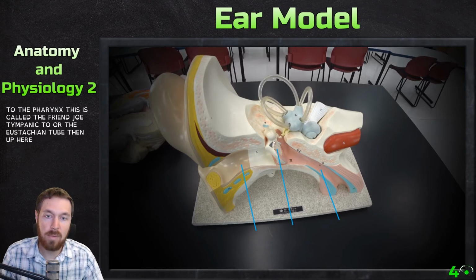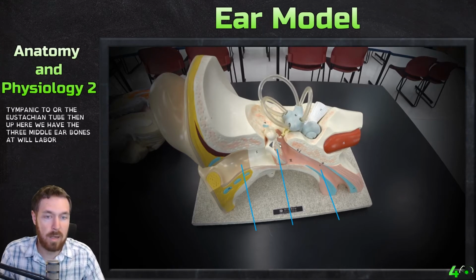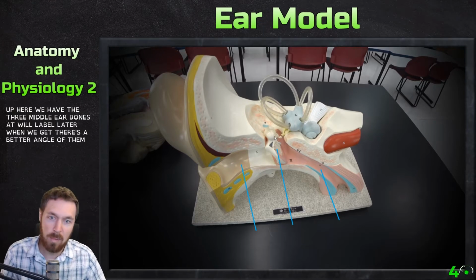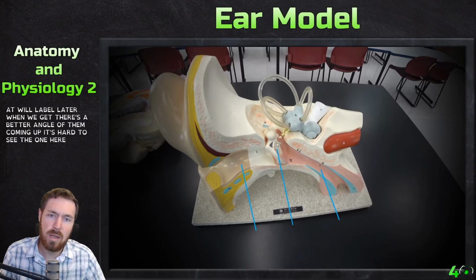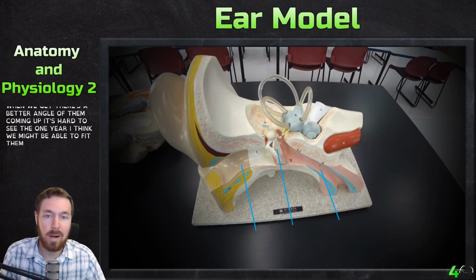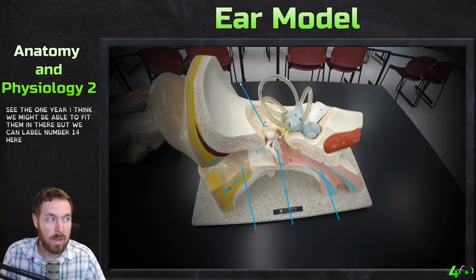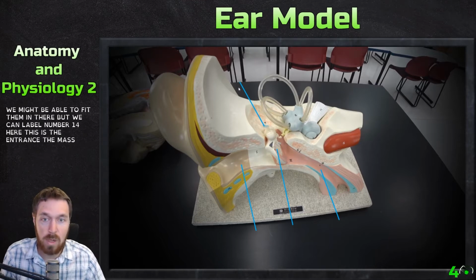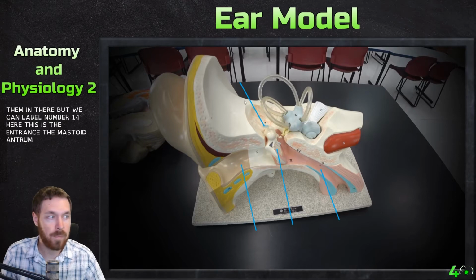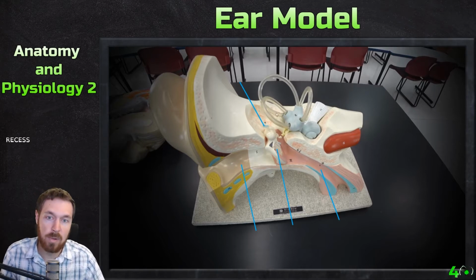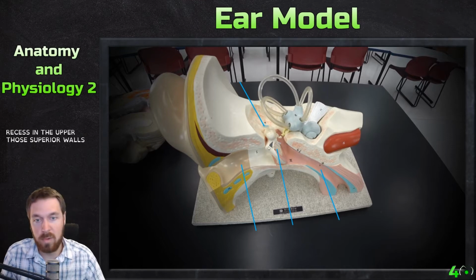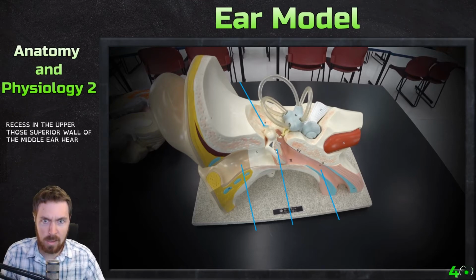Then up here we have the three middle ear bones that we'll label later when there's a better angle of them coming up. It's hard to see the one here. I think we might be able to fit them in there. But we can label the thing that's labeled number 14 here. This is the entrance to the mastoid antrum, which is in the epitympanic recess at the superior wall of the middle ear here. So then, no, we'll wait to label the bones on the other angle.